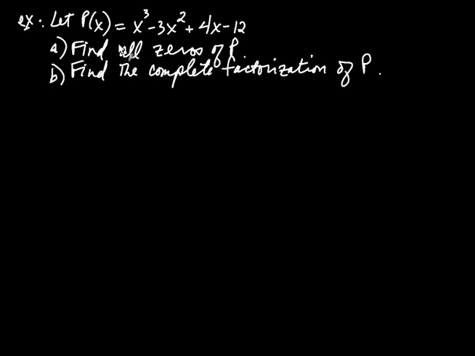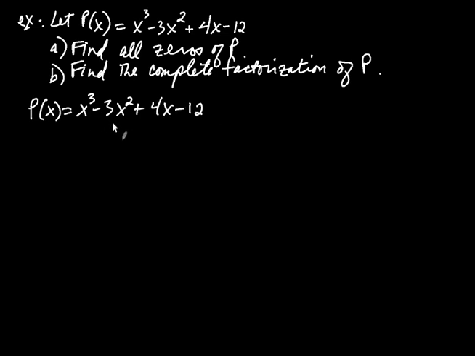So let's take this polynomial x cubed minus 3x squared plus 4x minus 12. So we're going to do two things. We're first going to find all the zeros of the polynomial, and the second thing we're going to do is find the complete factorization of that polynomial p. So for part A, you take your polynomial, p of x equals x cubed minus 3x squared plus 4x minus 12, and you begin factoring any way you can.